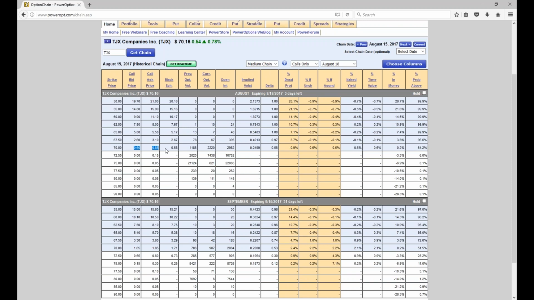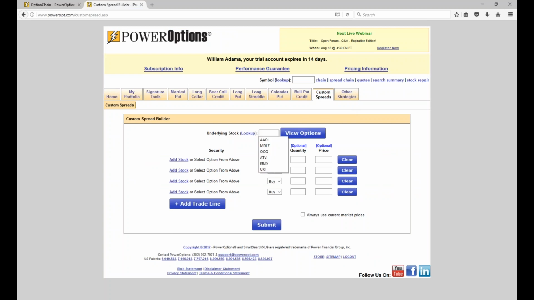And we paid 75 cents for our 70 strike call. Okay? So let's just go ahead now. I'm going to go to the custom spread tool here. I'm going to take a look at the profit and loss for this position. There we go.